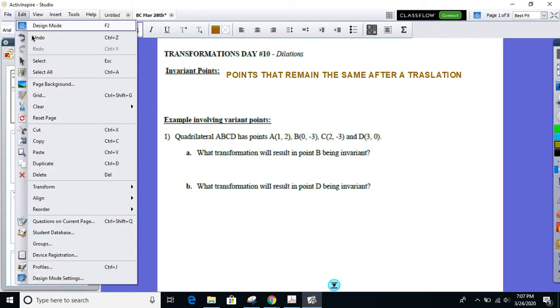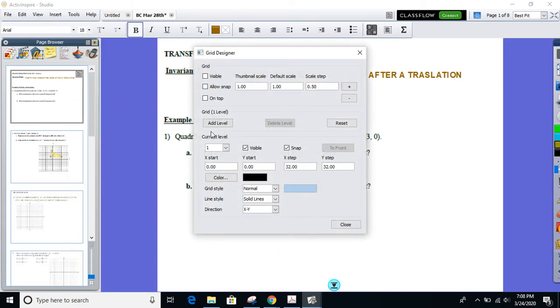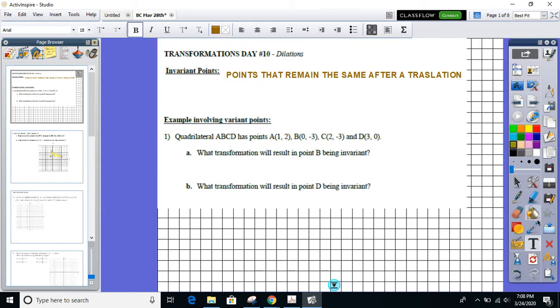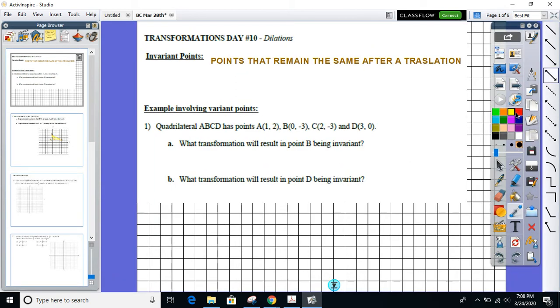Let me grab a little graph paper here. Okay, guys, so this quadrilateral right here, I don't want to do a ghetto graph. You guys are better than that. You deserve more.